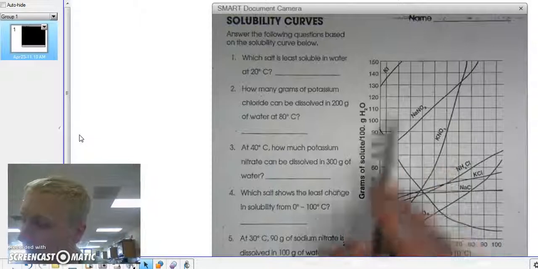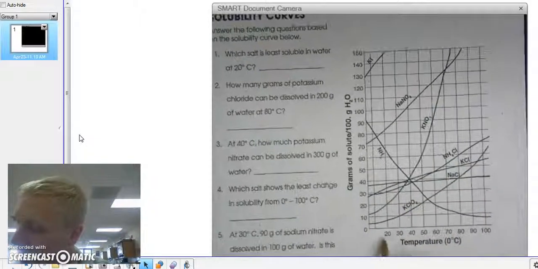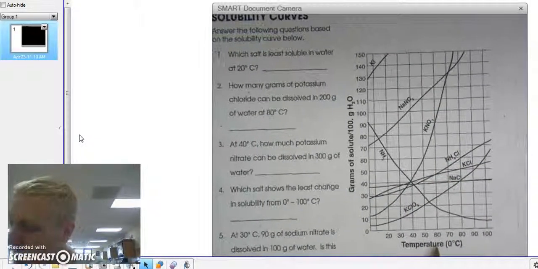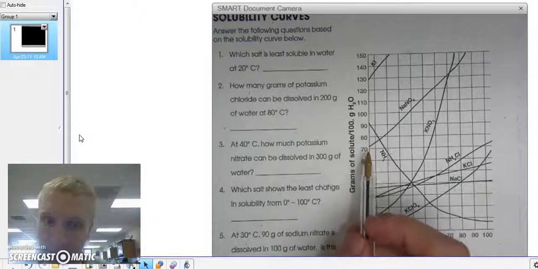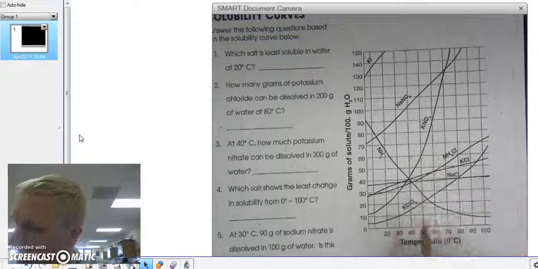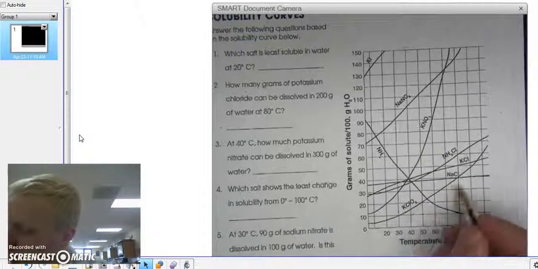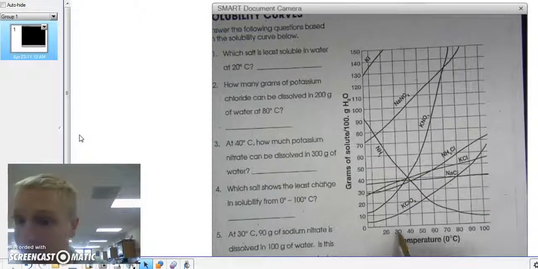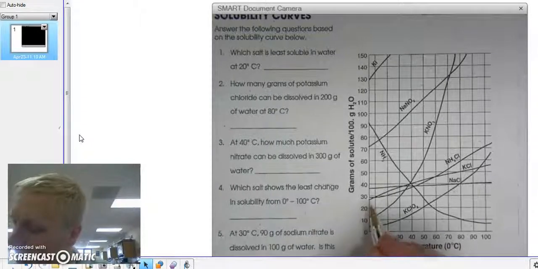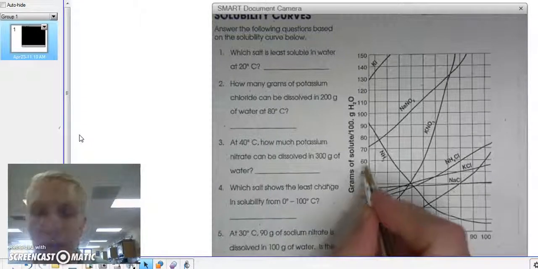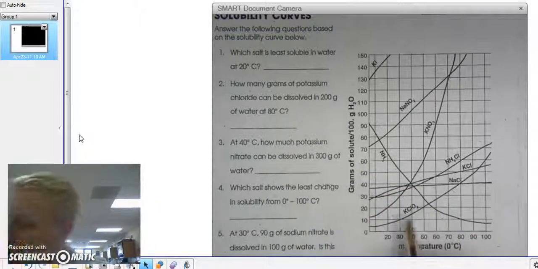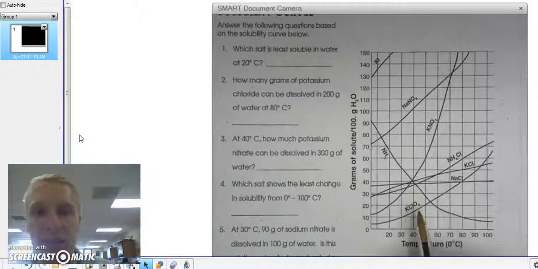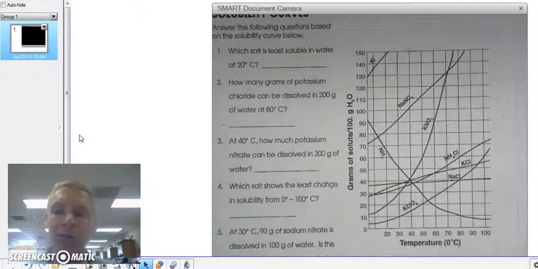What we've got right here is a nice solubility graph where we're looking at the relationship between temperature and grams of solute per 100 grams of solvent. Got a bunch of different substances being represented here. Most of them have an increasing temperature in correlation with an increasing grams of solute. When we have solids, they are going to increase in solubility when you increase the temperature.